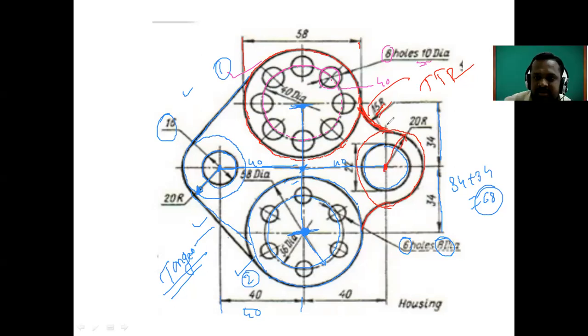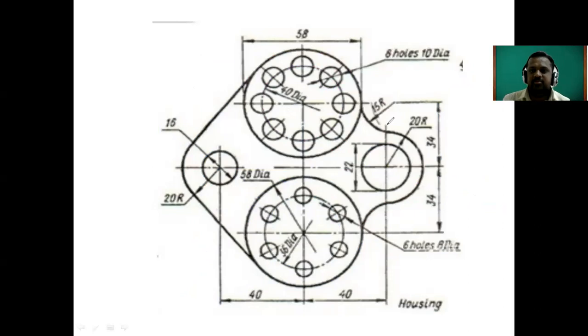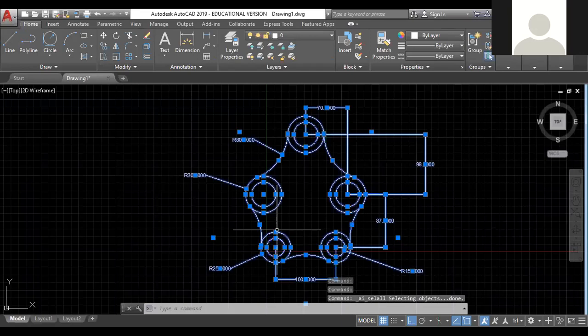So we'll just try to draw this figure in that app. Okay. So first up we have to draw this circle. This part we have to complete first, the topmost part. Just have to remember the dimensions 58 and 40. Okay. So I will delete it.